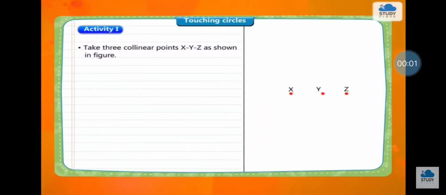Good morning, students. In the previous lecture, we completed the circle passing through points 1, 2, and 3. After that, we saw secant and tangent, and the last theorems were the tangent theorem and the tangent segment theorem. Now we are going to see touching circles. In that, activity number 1.